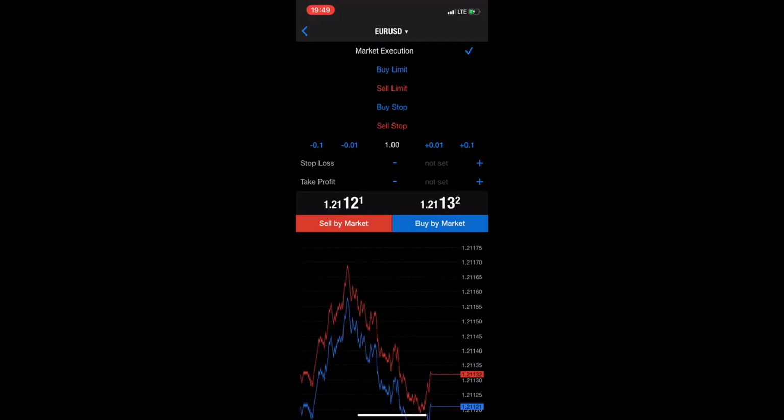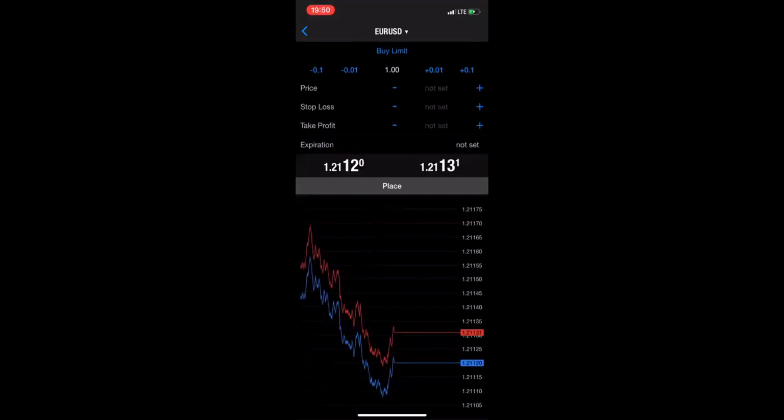So that's the difference. Market execution means you are doing it immediately, while pending means you have your own price. You don't want anybody to dictate price for you. And once the price gets there, automatically it activates you in for a buy.